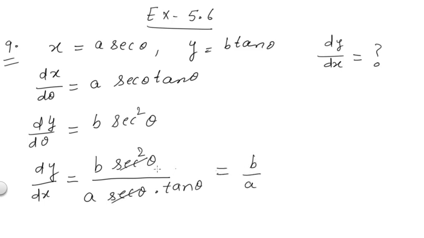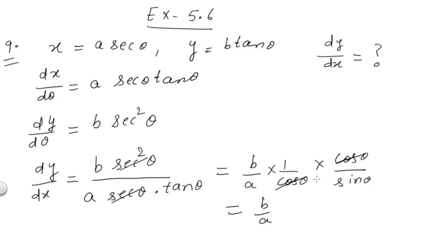b by a. The secant theta can be written as 1 upon cos theta, and 1 upon tan theta is cot theta, which can be written as cos theta upon sin theta. Cos theta and cos theta getting cancelled. The answer that we are left with is b upon a, 1 upon sin theta, which is cosecant theta. So this will be the answer for question number 9.